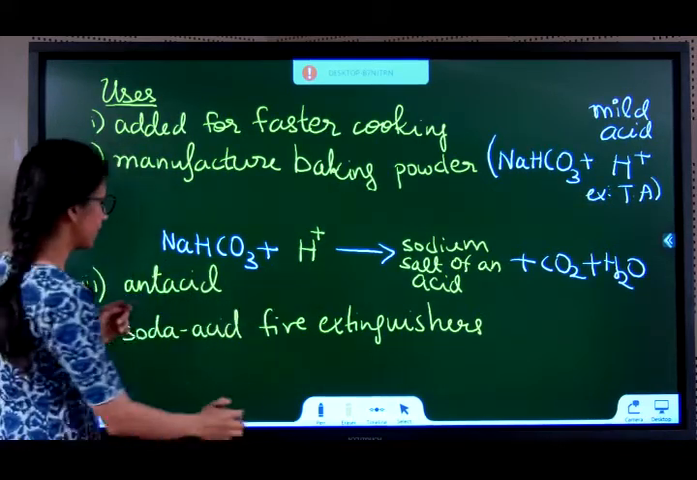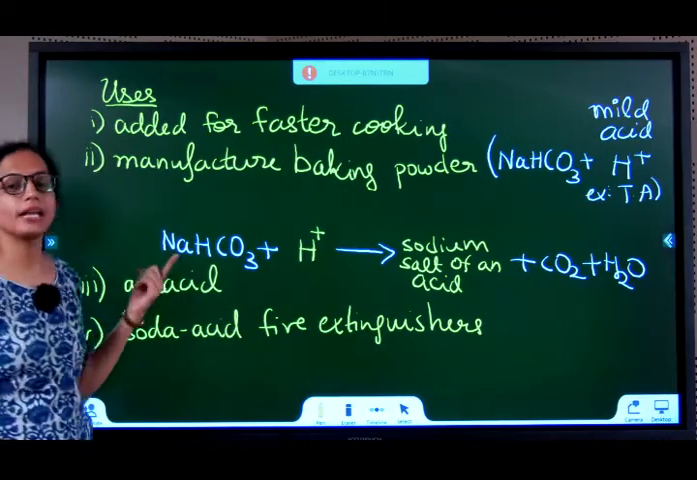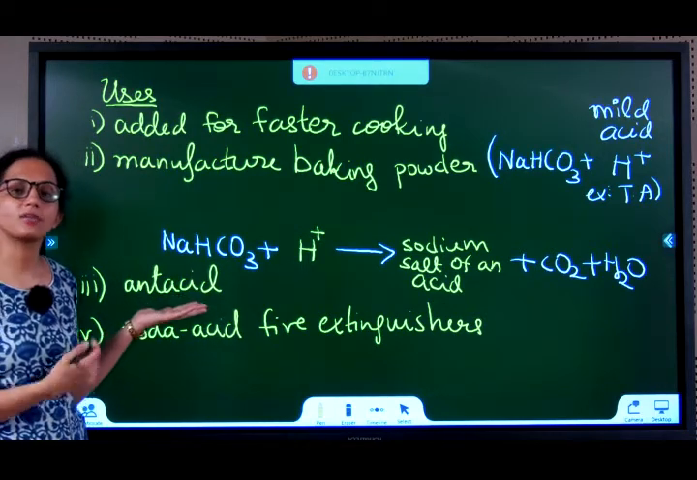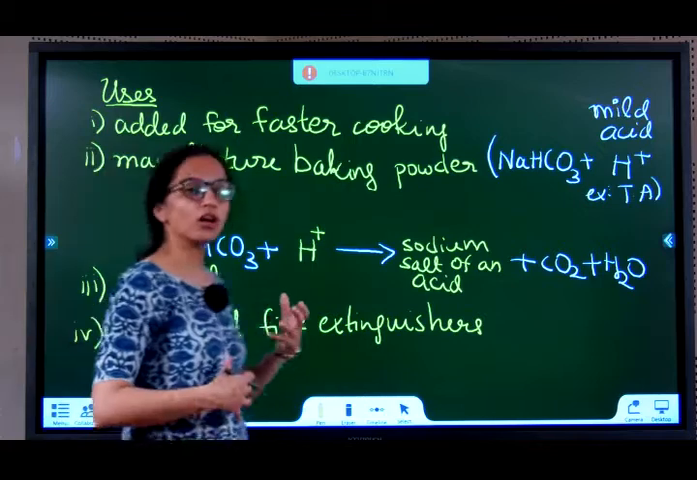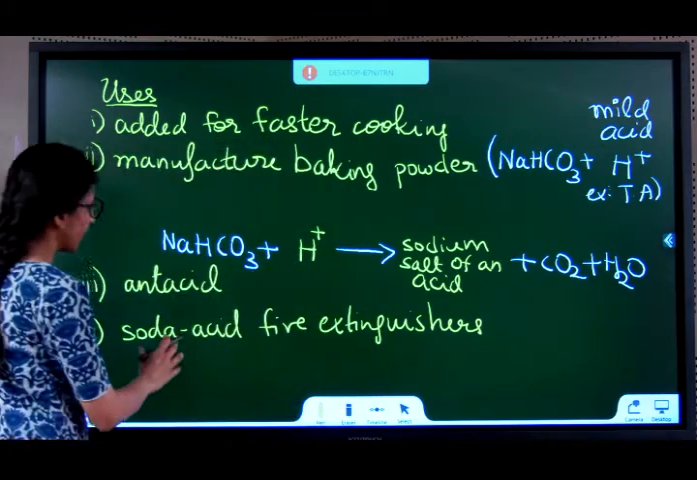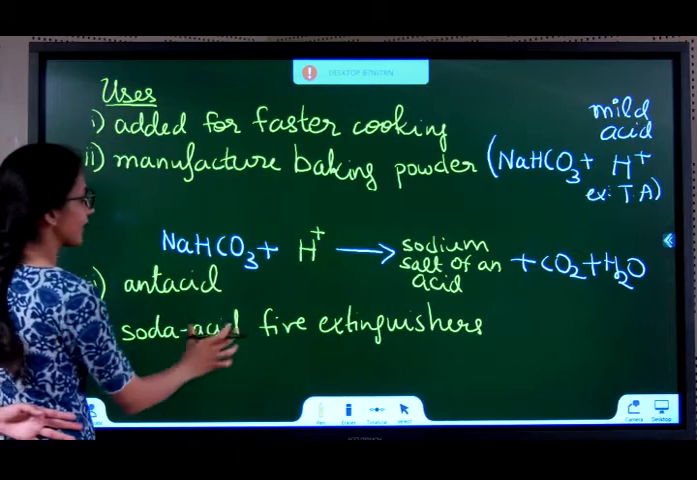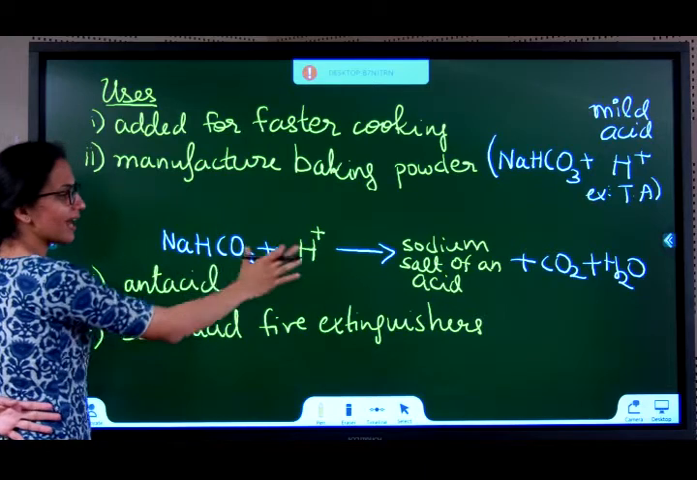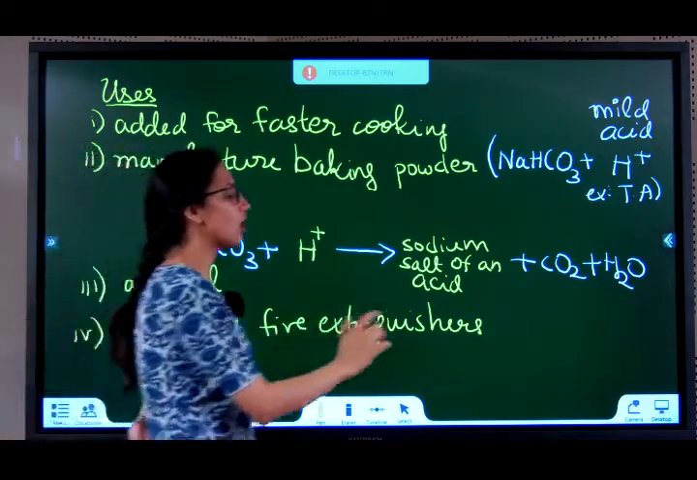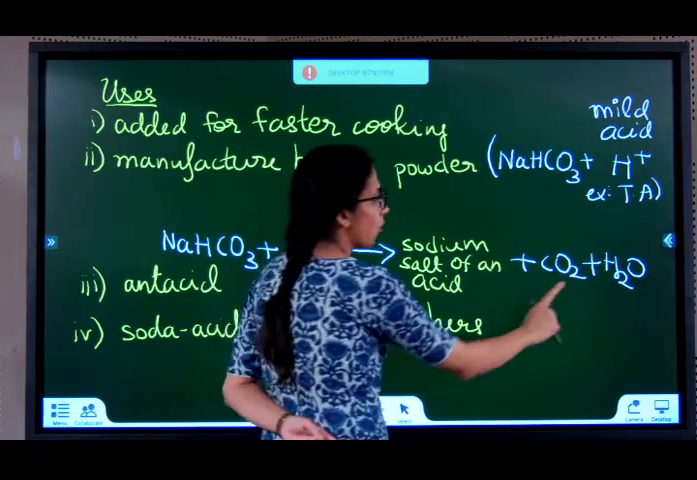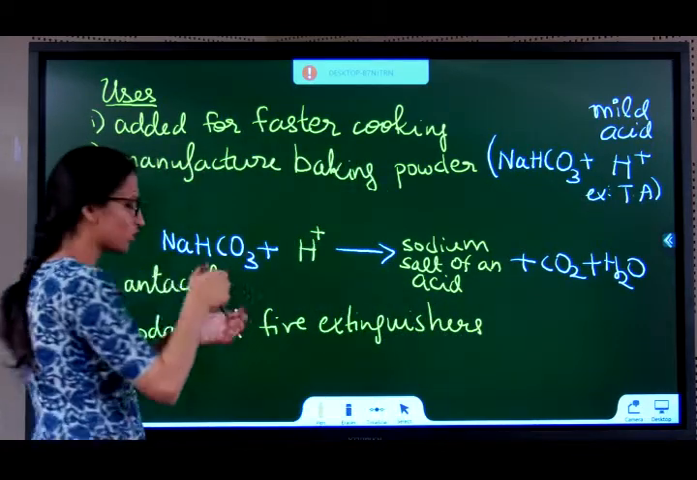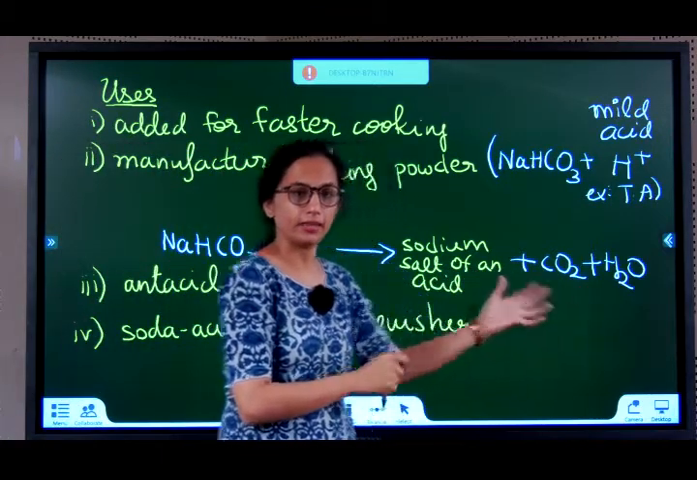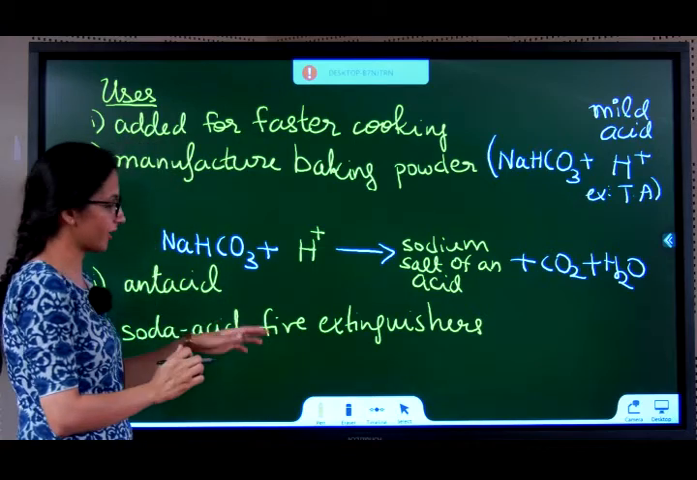This is the answer. Since sodium hydrogen carbonate is mildly basic, it can be used as an antacid. What is an antacid? It's like a remedy to your acidity. It is also used in soda acid fire extinguishers. Meaning what? This is soda, this is acid. How? Carbon dioxide does not support burning. Water does not support burning. So if I mix these two and I switch it on, it will extinguish the fire. It will stop the burning. Understood how the soda acid fire extinguisher works?